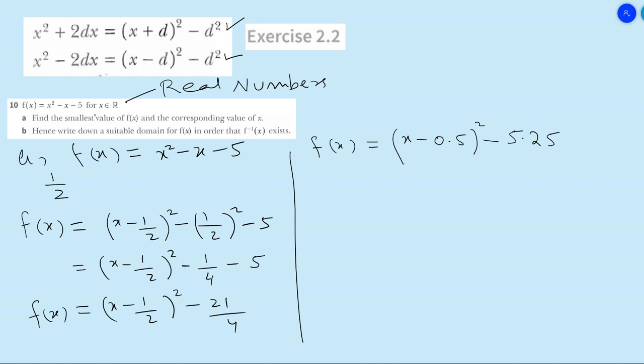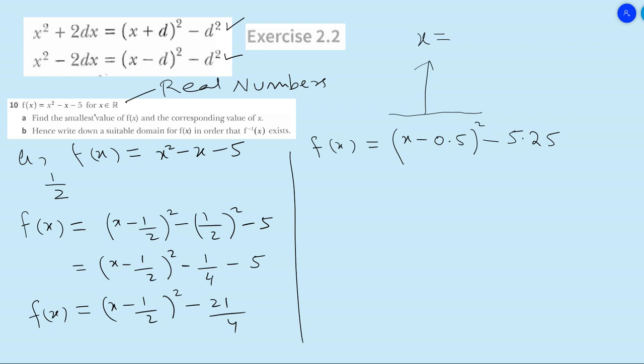I am reading part A again. Find the smallest value of f(x) and the corresponding value of x. Student, how to find the smallest value of the function? It's very easy. To find the smallest value of f(x) or y, because you know y and f(x) are equal, you must focus on this whole square term. The whole square term is (x minus 0.5) whole square. So in order to find the smallest value of the function, we should put the value of x in this whole square bracket so that the overall answer is 0.